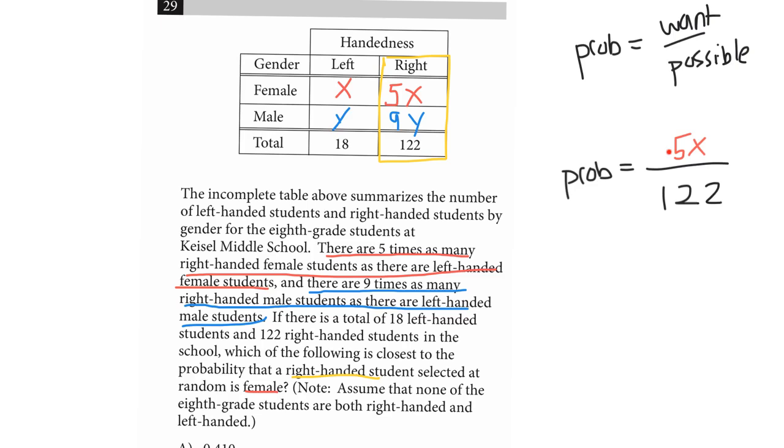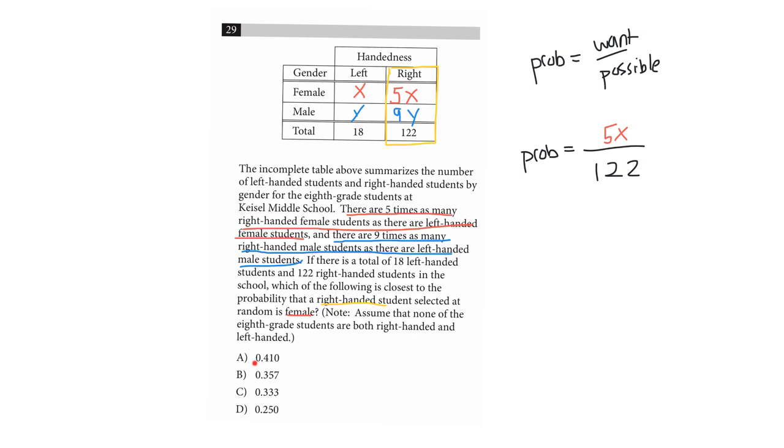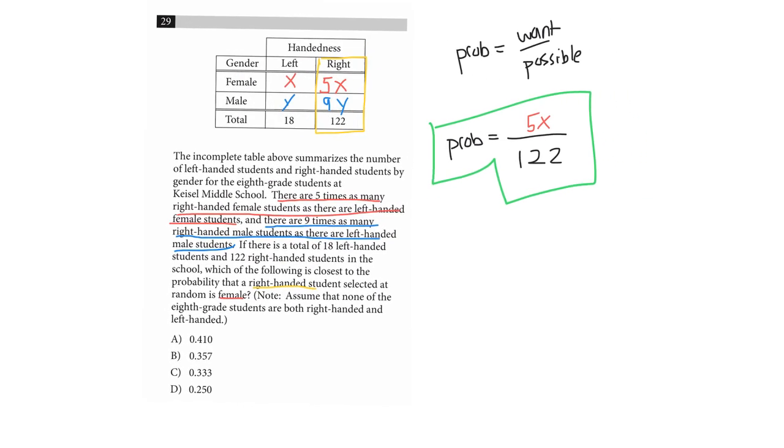Now, we could totally solve this. We could figure out what this is, divide it by 122, and then figure out which answer choice matches what we got. The problem is we don't know what x is. I mean, if we knew what x was, we'd totally be able to solve this. So just know that this is the answer, but we have to find out what x is. So we're going to do that right now.